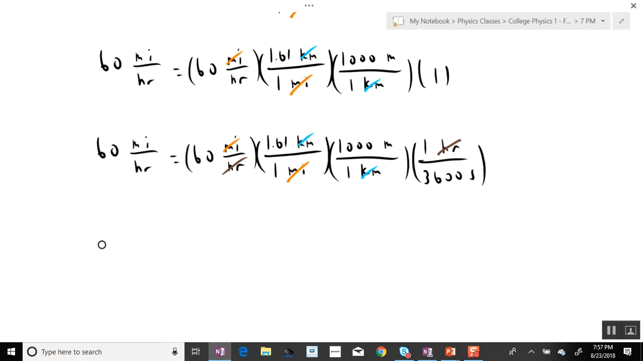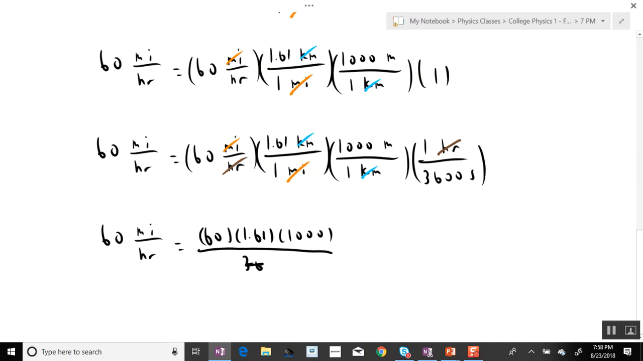So if you know how to do it your own way, it's fine. But this is sort of a step-by-step way of doing complicated unit conversions. And then you have meters and seconds left over, and whatever that works out to be. I think it's like 26.83. Yeah, 26.83.